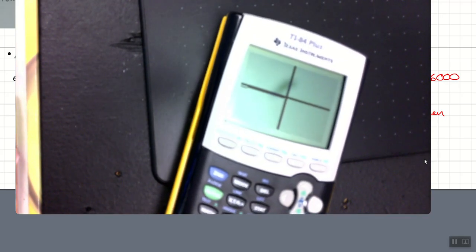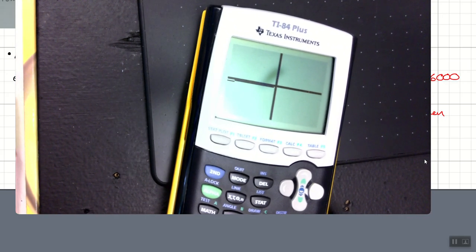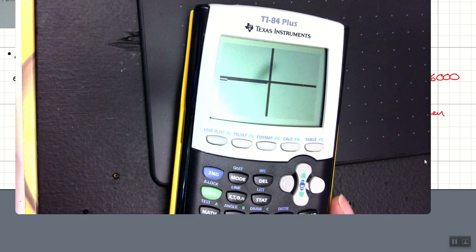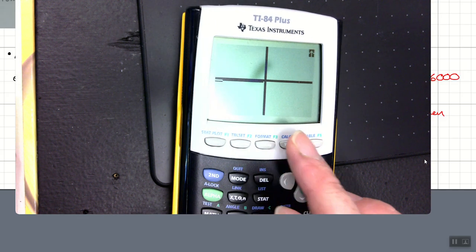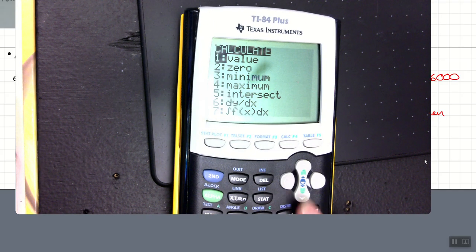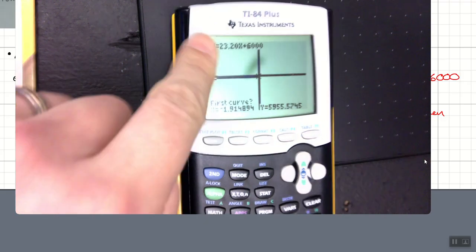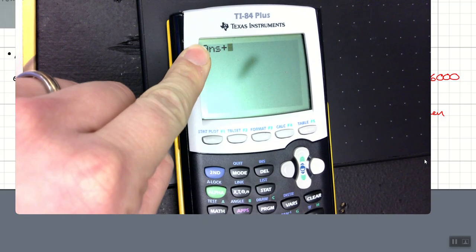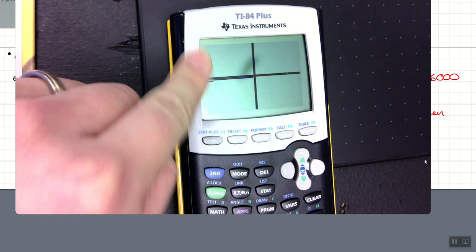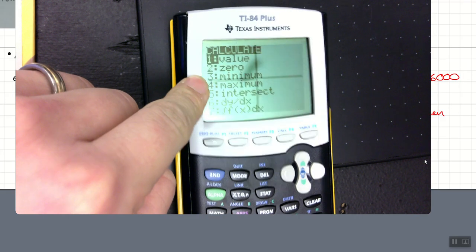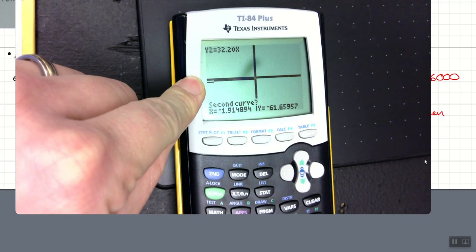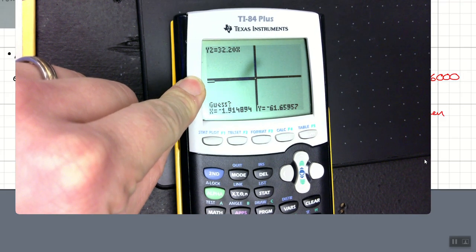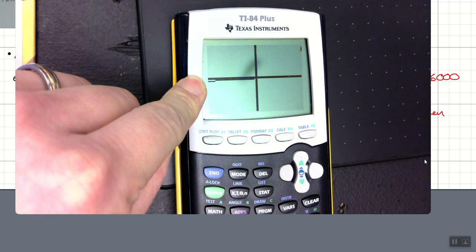If we look at the graph, I see the first equation going. I'm going to try again to see. I see first curve with y1. Nope, hit the wrong button. Here we go. First curve, enter. Second curve, enter. Guess, and it might say no sign change still.